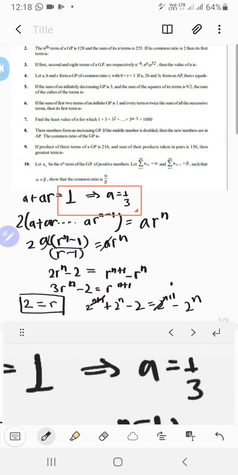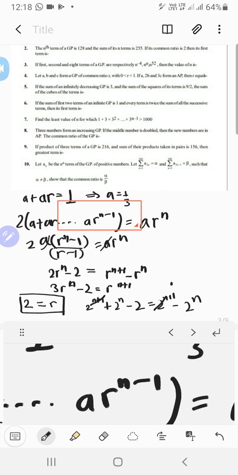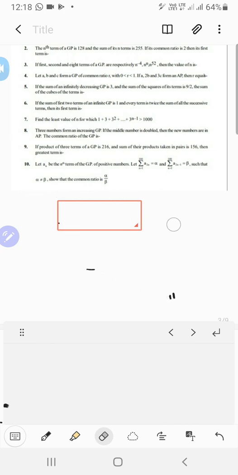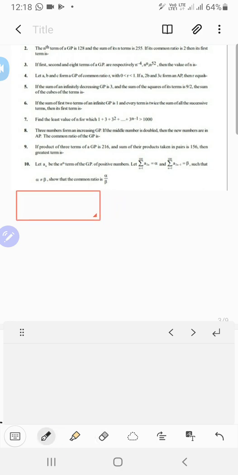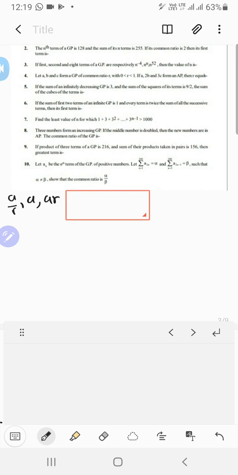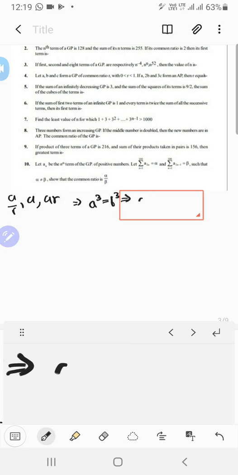And let's move on to the next one. It's the product of 3 terms of a GP. Just erase some stuff first so that I can get more space. Okay, so the product of 3 terms of a GP is 216, and the sum of their products taken in pairs is 156. Then the greatest term is, okay, let's do this. So suppose the terms are a upon r, a and ar, and the product is 216, which is 6 cubed. You can say that a cubed is equal to 6 cubed, which implies that a is equal to 6, because a is a real number.